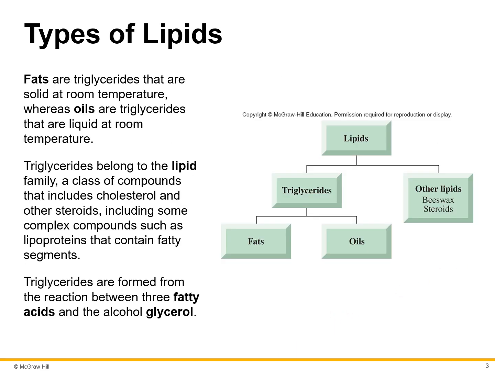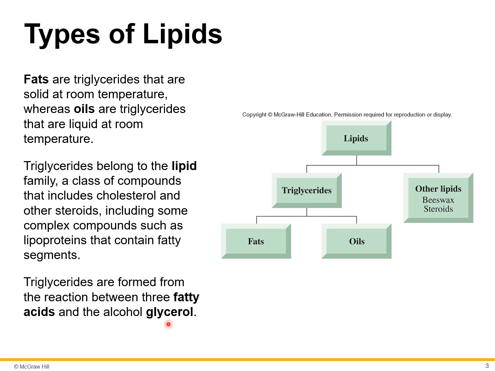So here is a nice chart of how to separate out the lipids. We have here the triglycerides, which can be broken down into fats and oils, and we have beeswax and steroids as another form of other lipids. We have the fats or triglycerides. Again, that's composed of 3 esters and 1 alcohol, glycerol, which we'll show later.